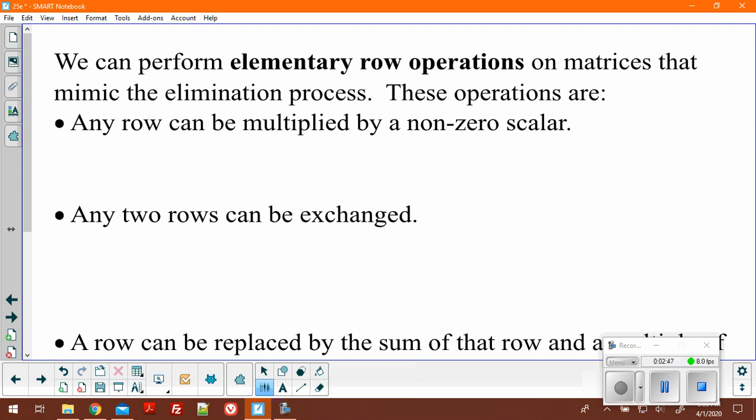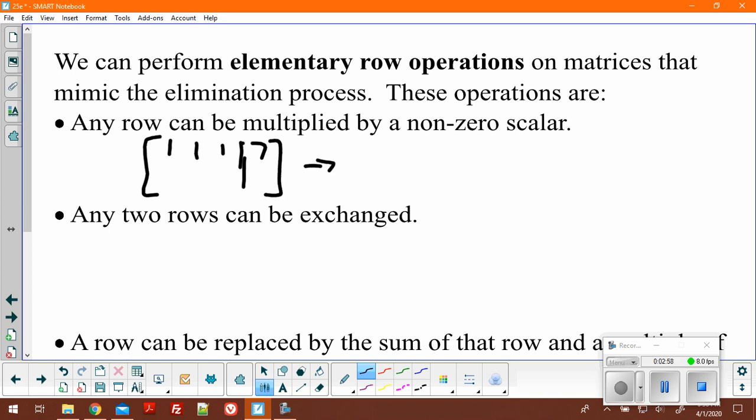The first one is that any row can be multiplied by a non-zero scalar. So that first row I had that was 1, 1, 1, 7, I won't fill in the rest here. If I want to, I can multiply that by, say, 3, and have 3, 3, 3, 21. It's still considered the same system of equations. That's okay, because when we're solving a system, often you have to multiply an equation so two coefficients match up and you can cancel. So it's just like multiplying an equation by a constant. You can multiply a row by a non-zero scalar.